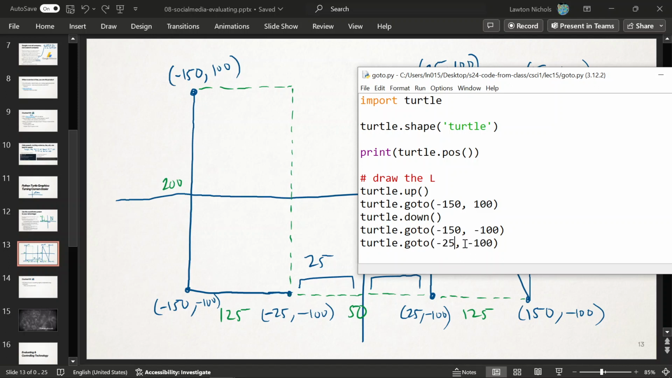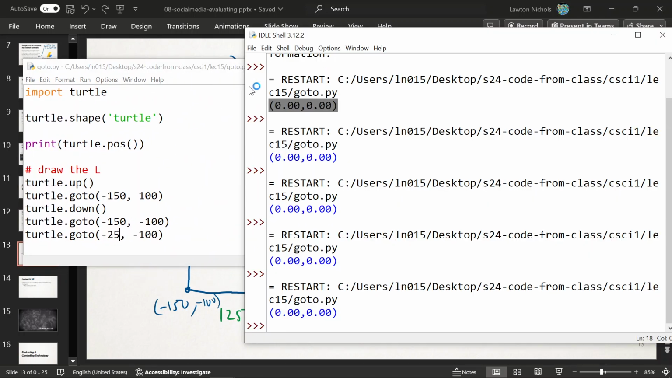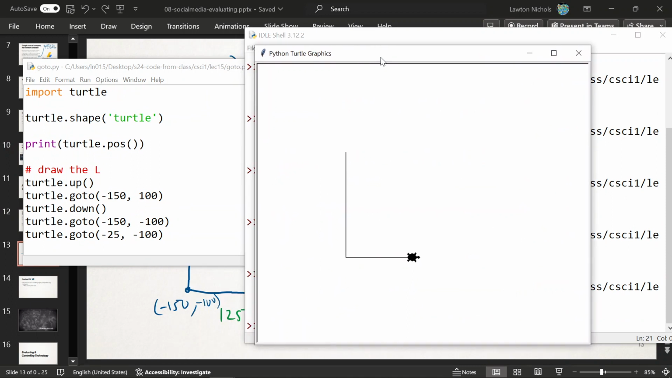All right, so there's my L, and it should be happy. So here's the code. And there it goes, drawing it. So does that make sense so far, why that code draws that L?